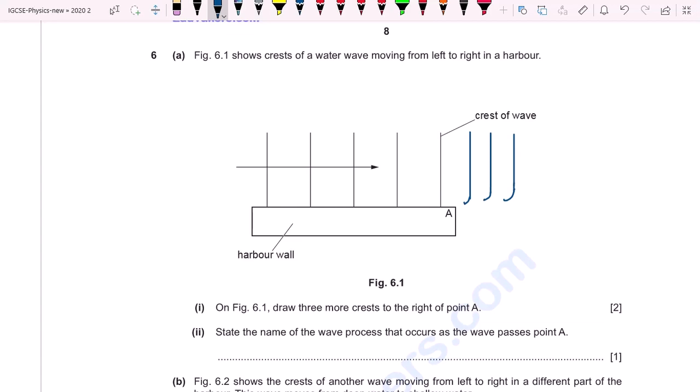Part B. State the name of the wave process that occurs as the wave passes point A. You can see that as the wave passes through the point A, it bends, or there is a very small amount of curve. So the process that is happening here is basically diffraction.